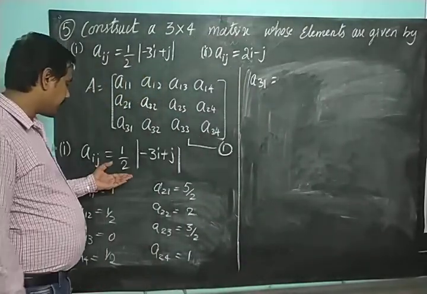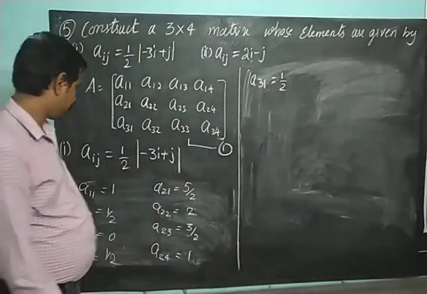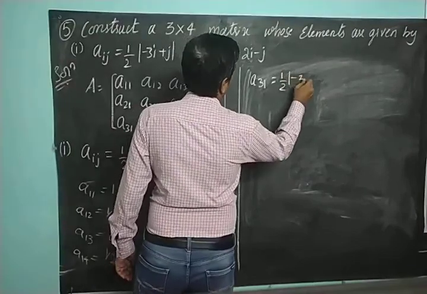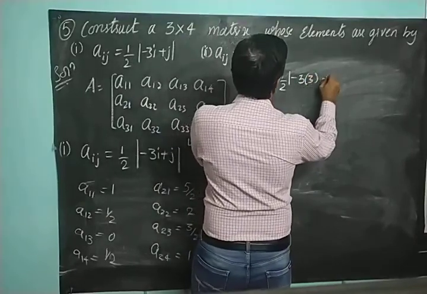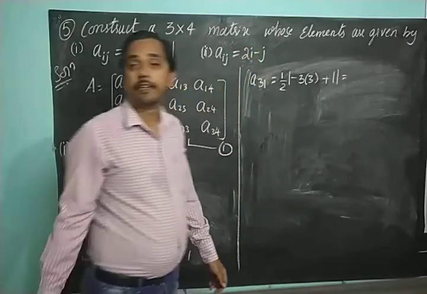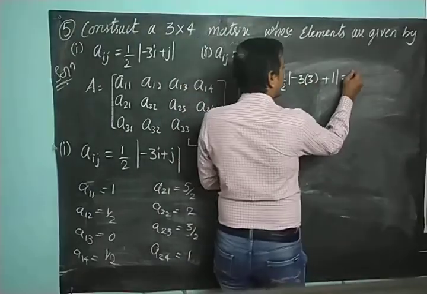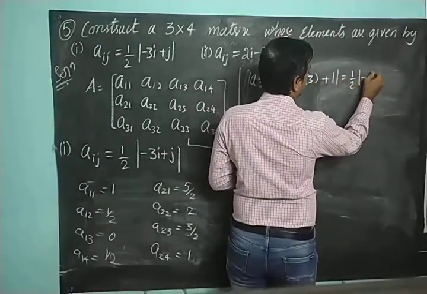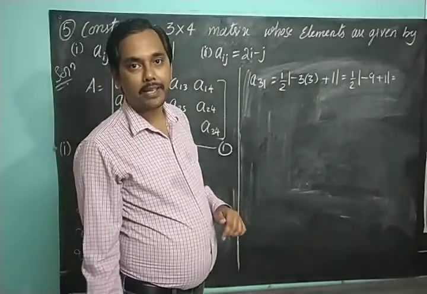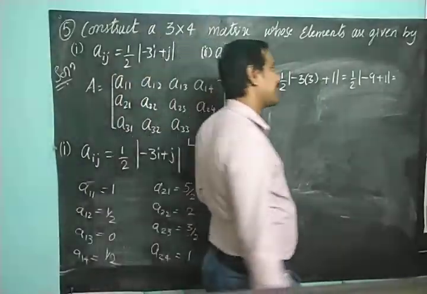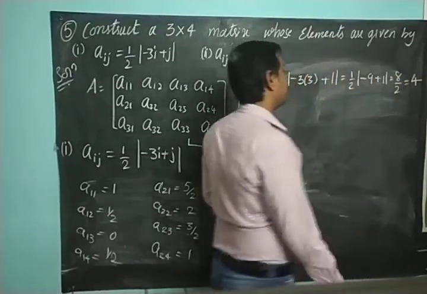A31 is equal to, the formula here is 1 by 2 minus 3. What is I here? That is 3. What is j? 1. Is that clear, friends? It is minus 3 into 3 plus 1. What is minus 3 into 3? That is 9. 1 by 2 as it is. That is minus 3 into 3 is minus 9 plus 1. So minus 9 plus 1 is minus 8. Once it comes out of the mod, it becomes plus 8. That is 8 by 2, that is 4. Okay.